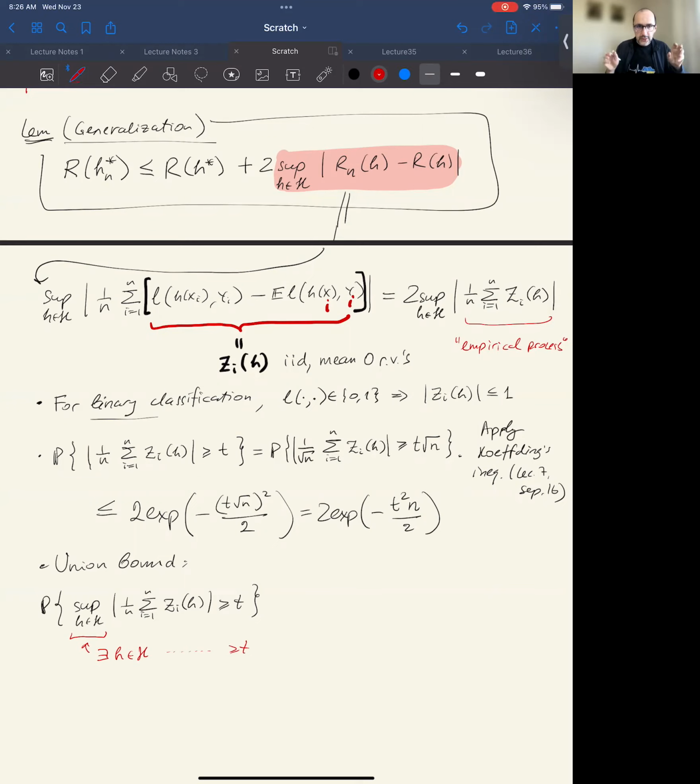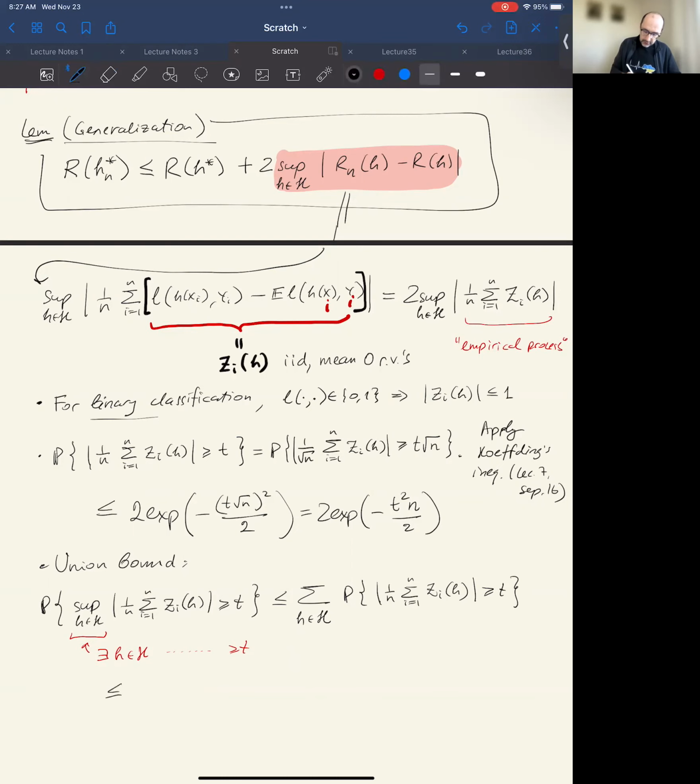Exists means the union. We're looking at the union of sets, right? Union of events over all h. And probability of the union is smaller than the sum of probabilities. So I'm putting the sum here, like this. Probability of 1 over n sum of Zi of h is greater than t. Is this step clear with the union? Yeah. Okay. Good, perfect.